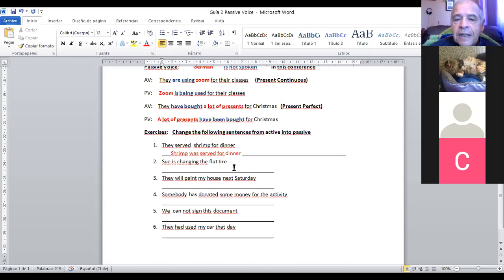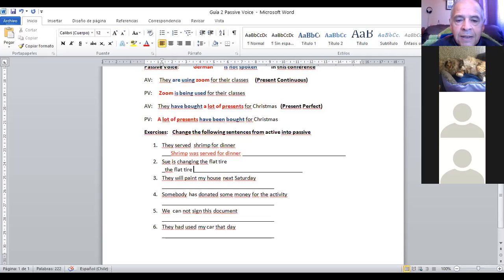Okay, so Sue is changing the flat tire. First of all, I have to find the direct object. How can I find it? What is changing? The flat tire. The flat tire is the direct object. And then I have to apply: is changing is what tense? Is changing. Lo está haciendo ahora, doing it right now. What tense is that? Present continuous. What is the formula for the present continuous? Is, are plus being plus the participle.